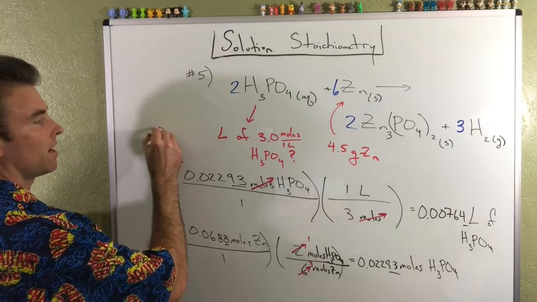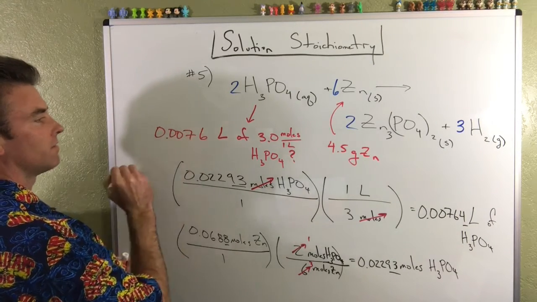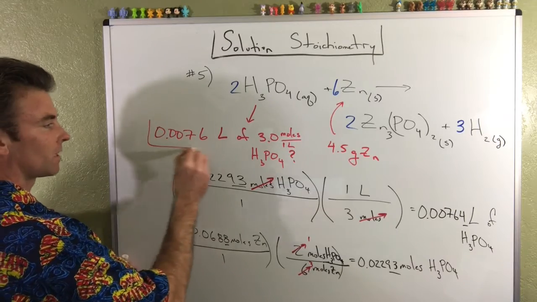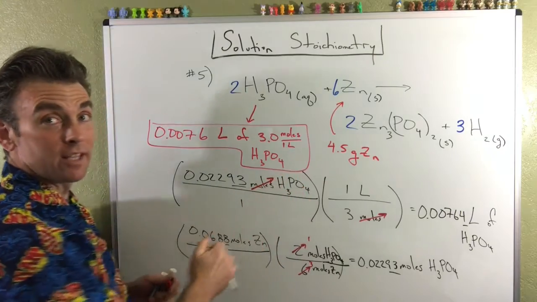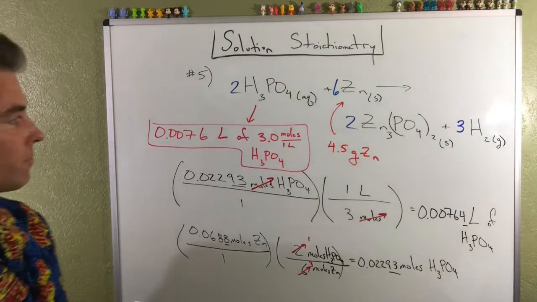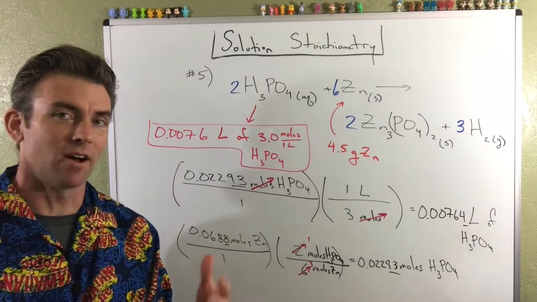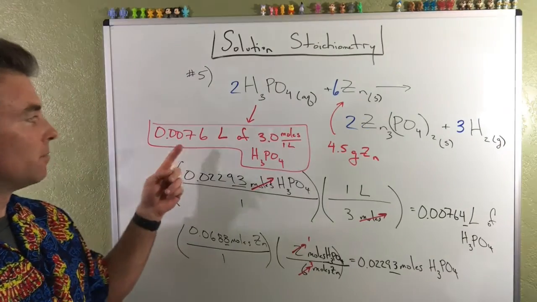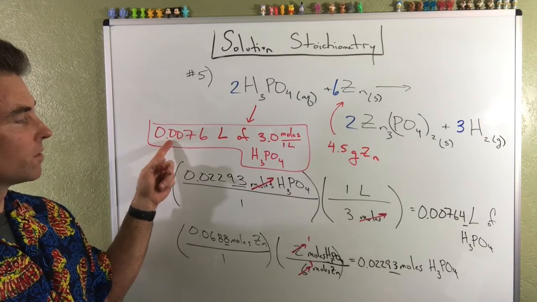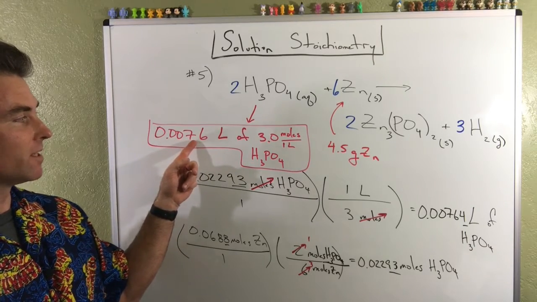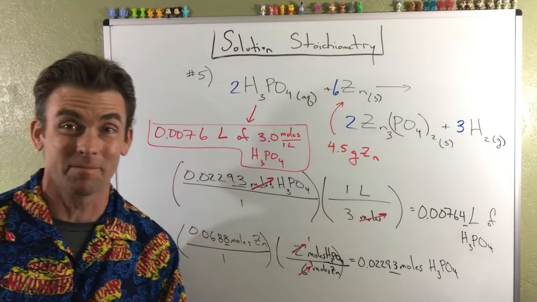So we have 0.0076 liters of H3PO4. Now, one of the things you'll probably pick up on as you work through this homework, sometimes liters is okay. Other times we're going to convert to milliliters. All you'd have to do to convert that into milliliters is, of course, move this decimal point 3 places to the right. So we end up with 7.6 milliliters if you're into that.